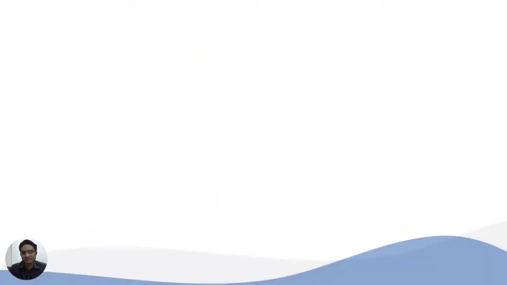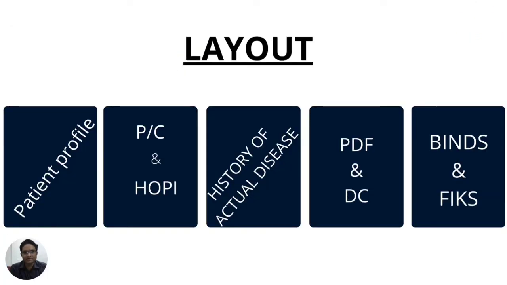This is the basic layout of history. First of all, patient profile, then presenting complaint and history of presenting illness. Third, history of actual disease. Fourth, PDF and DC. Fifth, BINDS and FIX. All these we will discuss one by one in the next slide.